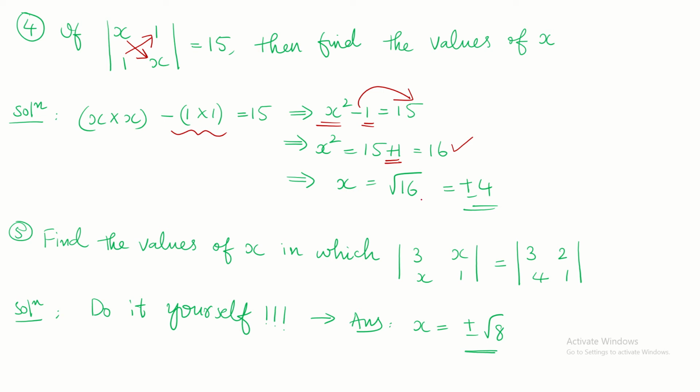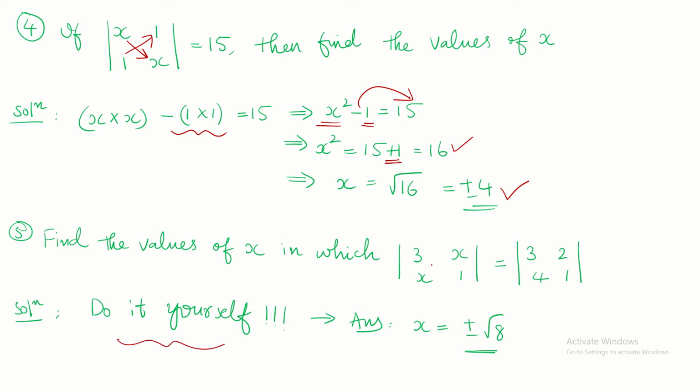If it is a square root, you will have two values, that is plus or minus. Square root of 16 is 4. So you got the value of x as plus or minus 4. You have two values for x. The next question, similar to the previous one: I have given 3x, x and 1, and on the right side I have the determinant 3, 2, 4 and 1. You have to do it yourself.